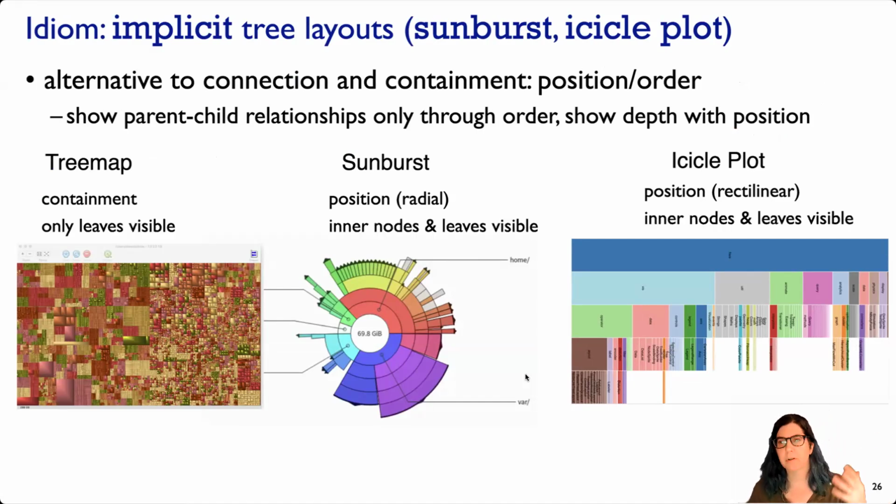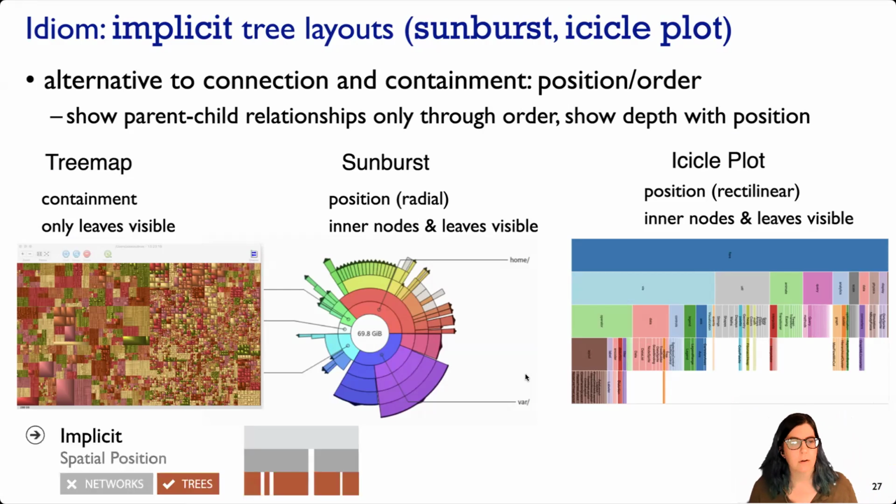With tree map, what's explicitly drawn as marks is basically the leaves, and then we have this implied structure of their parents. With sunburst, we're showing both the inner nodes and the leaves. And with icicle plots, again, we also have a big area in which we're seeing those inner nodes, those subtrees. So this is another alternative. We could just implicitly show the links with spatial position and order rather than with a new mark.